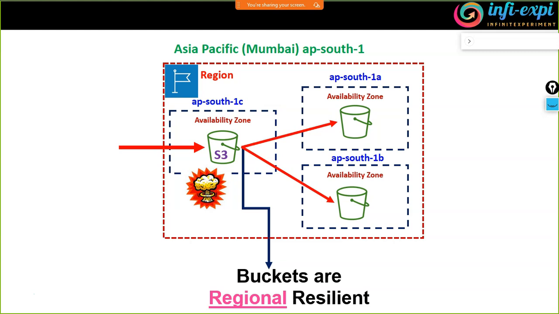Otherwise, we can call it global resilient, right? But it is not global resilient. It is regional resilient. The S3 service is regional resilient. Hope this gives you better clarity.